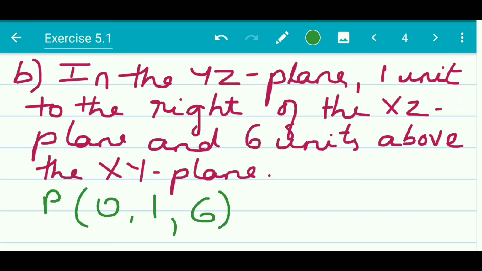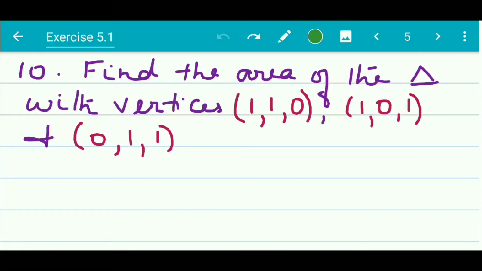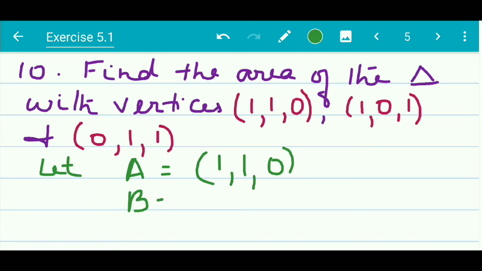The 10th question is, find the area of the triangle with vertices 110, 101 and 011. Suppose the triangle is ABC. Then we write, let A have the coordinates 110, B have the coordinates 101, and C have the coordinates 011.